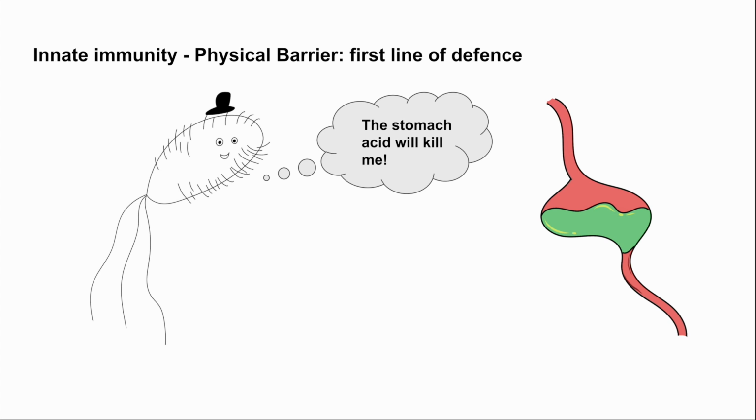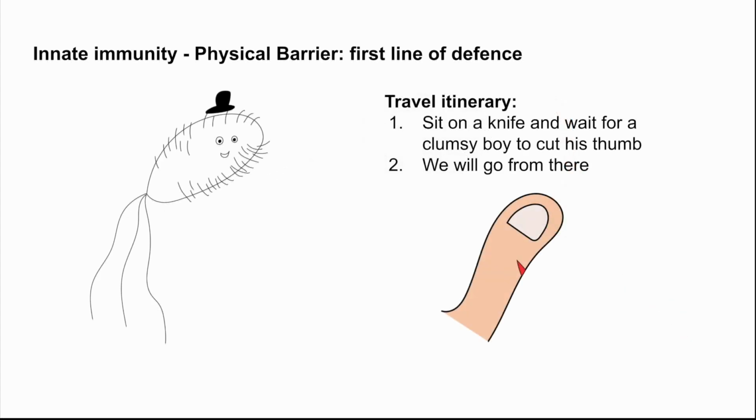One day, Mr. Bacteria decides to take a trip in the human body. First, he chooses the route to enter. He thinks, the stomach acid will kill me, so I won't go with food. Let's wait for a clumsy boy to cut his thumb and we will go from there.